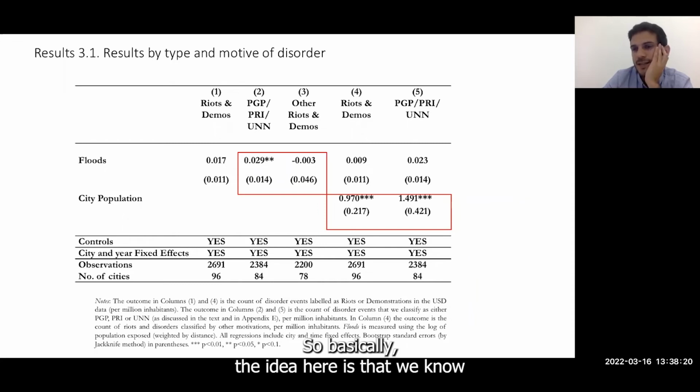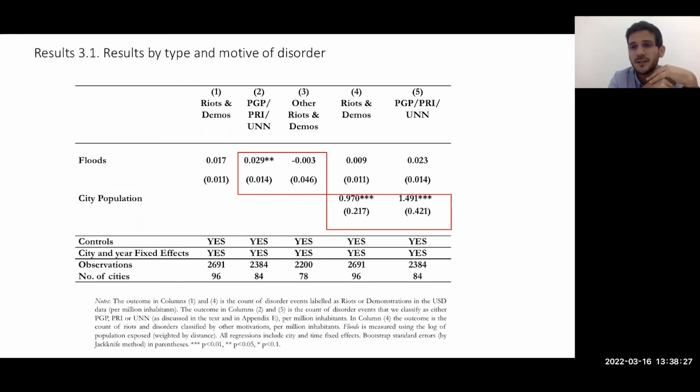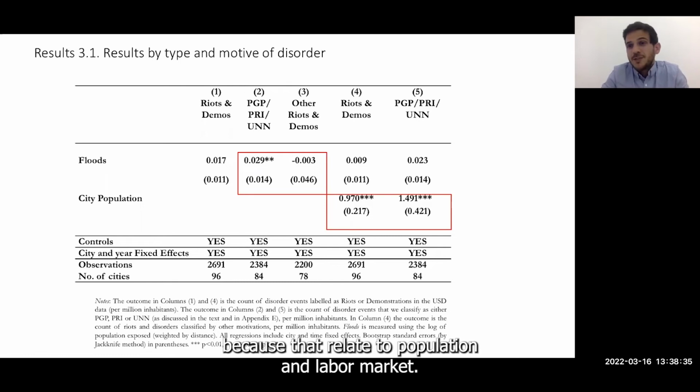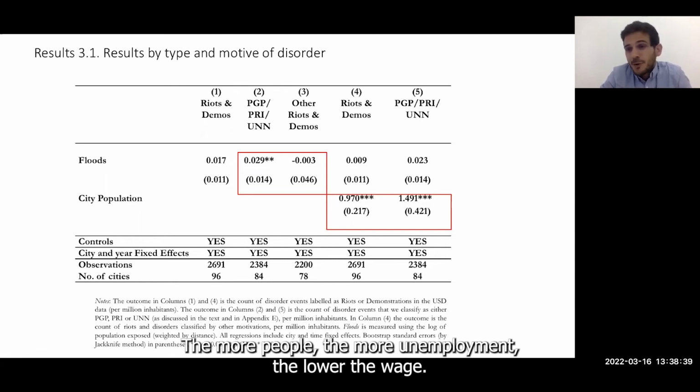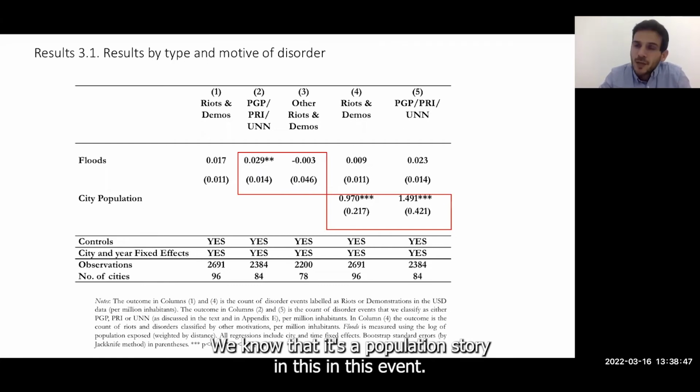So basically, the idea here is that we know city population plays a role, this population pressure in cities, especially when we're looking at disorders related to public service provision, because that's related to population. Labor market: the more people, the more unemployment, the lower the wage, so people will protest, and prices as well. So we know that there is a population story in these events.